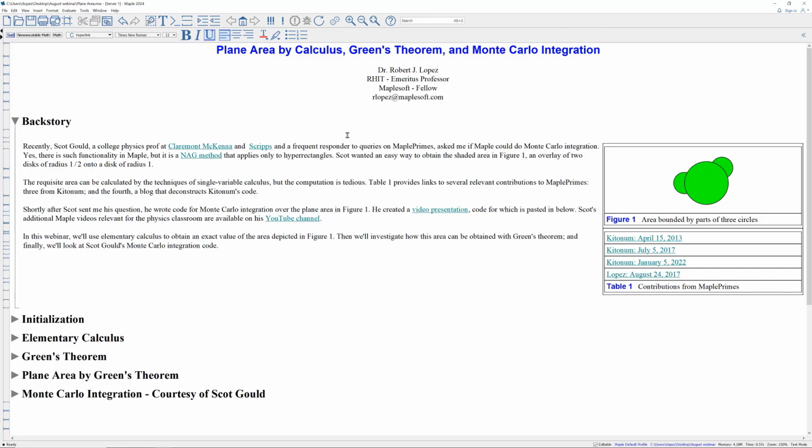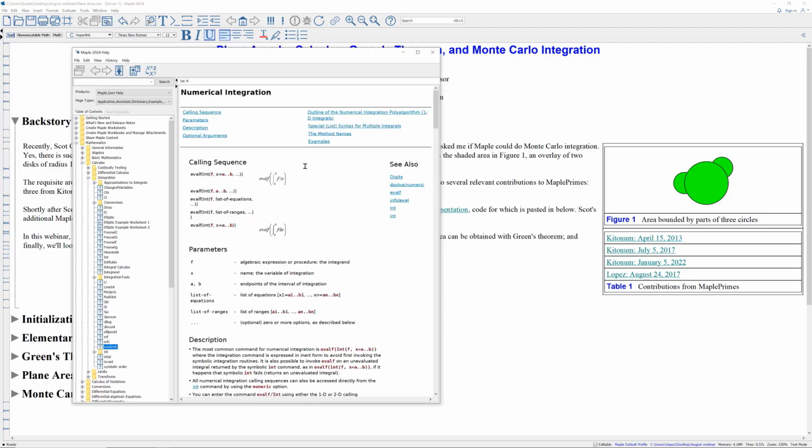He's also a frequent responder to queries on MaplePrimes. And one night he asked me if Maple could do Monte Carlo integration. And I remembered seeing Monte Carlo integration in Maple. So I looked it up, and it's a NAG method.